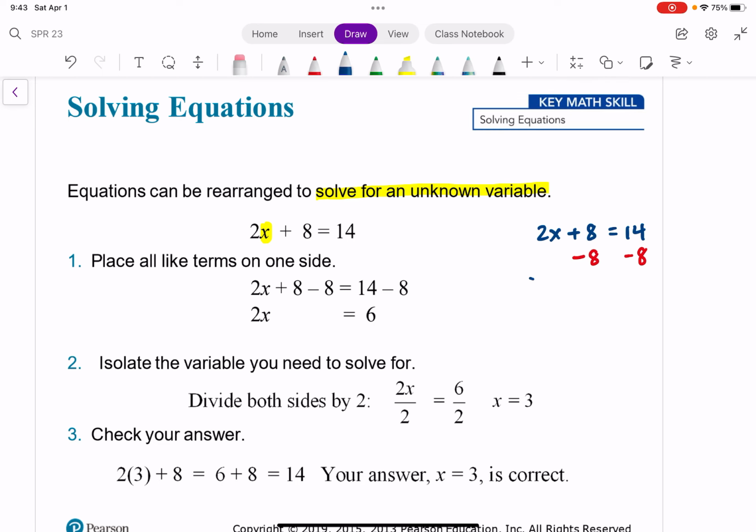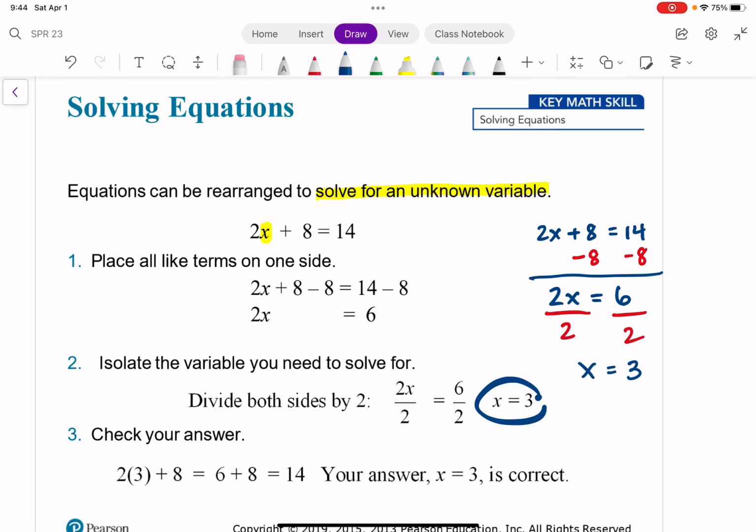So now I have 2x equals 14 minus 8, which is what? Yeah, 6. Now, is my x alone? Have I succeeded in getting x alone? No. I need to get rid of this 2 here. How am I going to get rid of that 2? What's the operation here that you don't see? It's multiplication, right? So I have to multiply both sides by 2, because what I do to this side, I have to do to this side. Once I do that, this cancels out, and I get x equals 3.